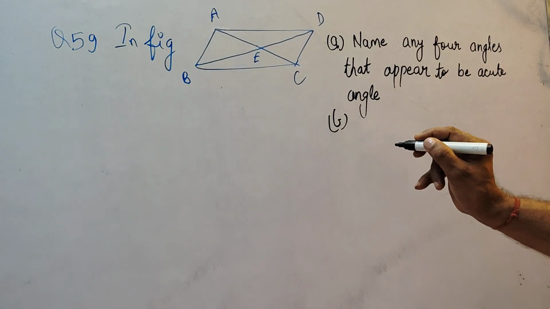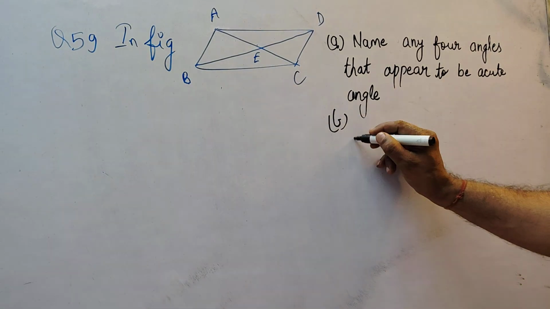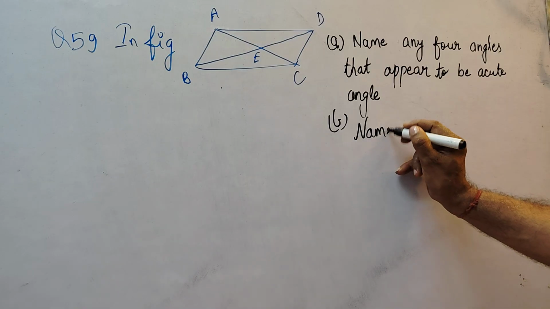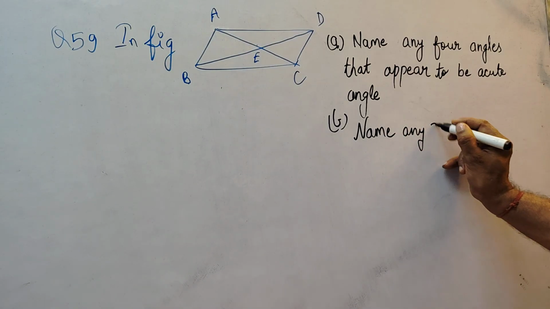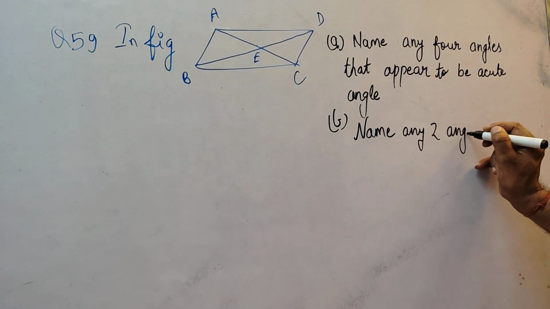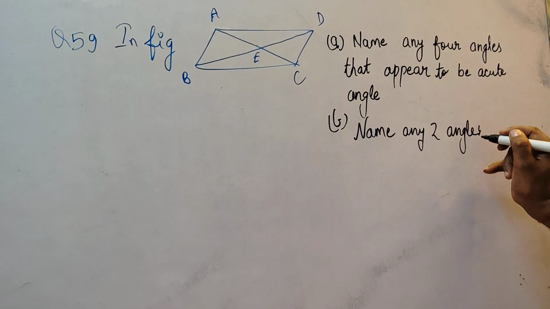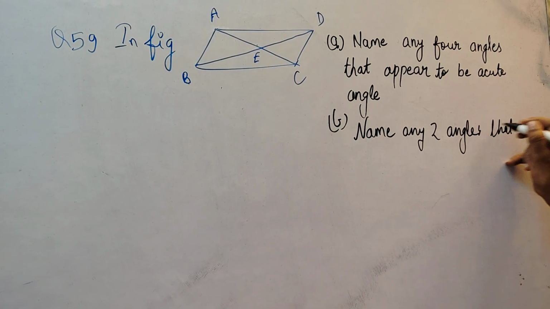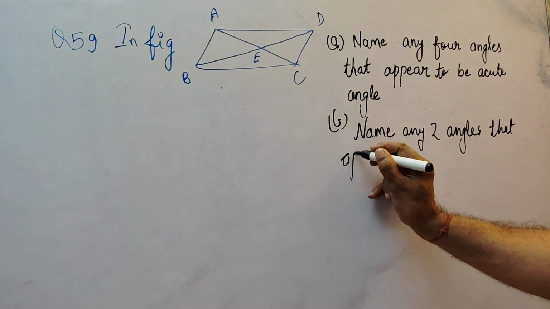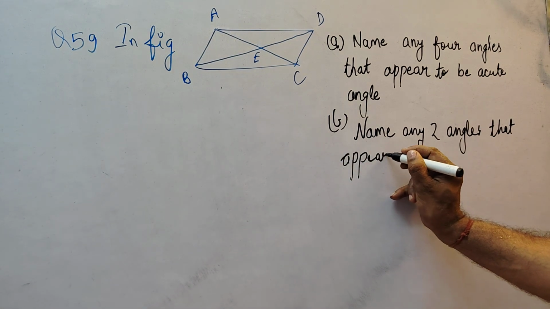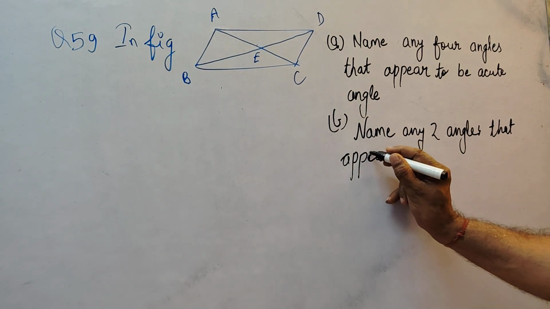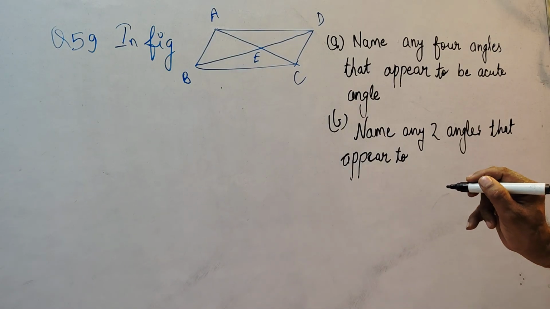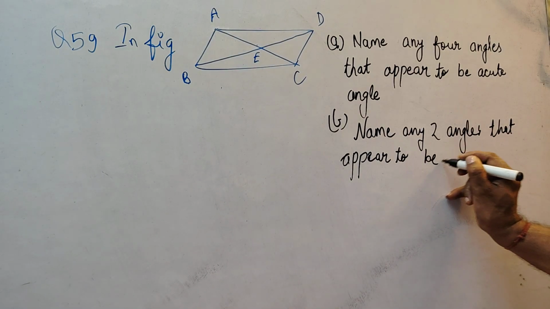And B part is: name any two angles that appear to be obtuse angles.